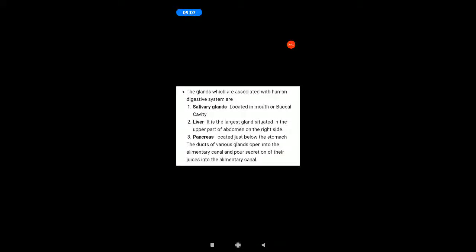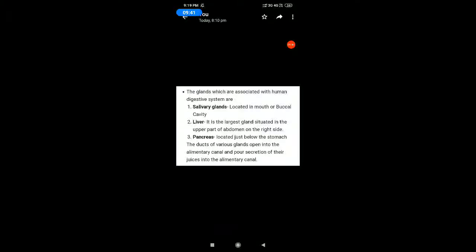The food components gradually get digested as food travels through the various components. The inner wall of the stomach and the small intestine, and the various glands associated with the canal, help in this. The glands associated with the human digestive system are the salivary glands, liver and pancreas. First one, salivary glands. Where are they located? They are located in the mouth or buccal cavity.